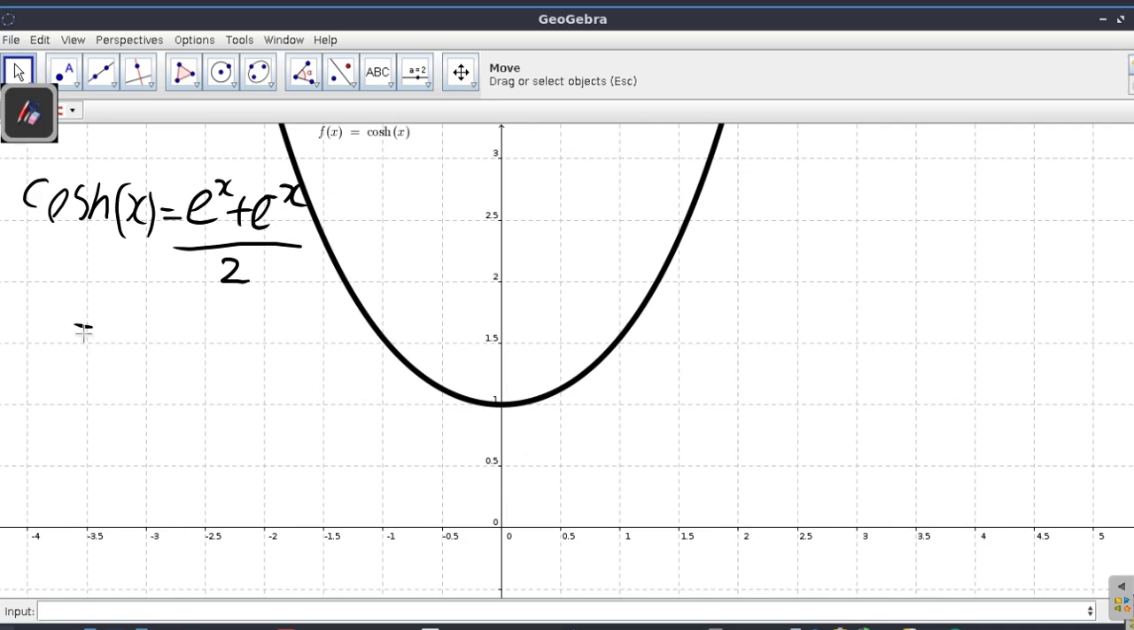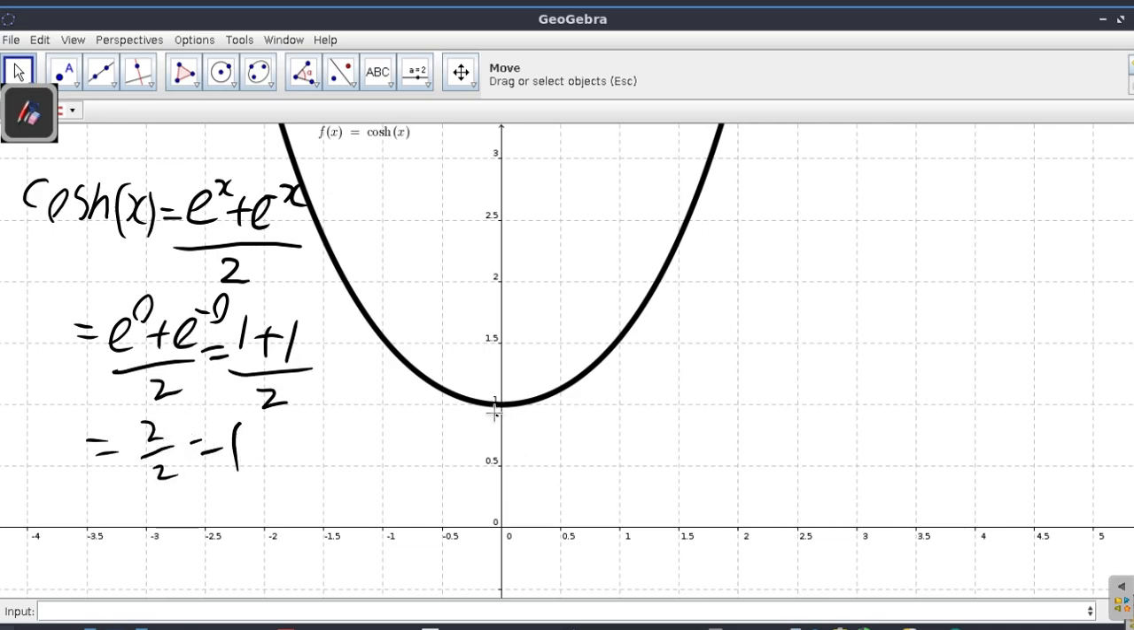So, suppose you make x 0, as we see here. e to the 0 plus e to the negative 0 over 2. e to the 0 is 1 plus e to the negative 0 is 1 over 2. Which is 1 plus 1 is 2 divided by 2, which is 1. So that's what you have happen right at this point. Right? When you put in 0 for x, you get 1.